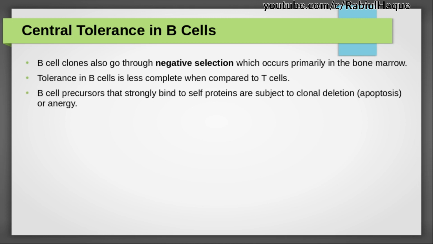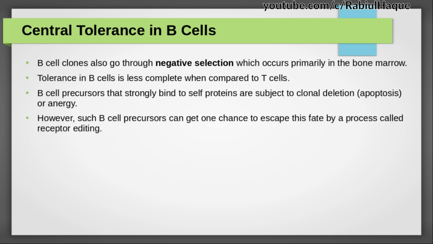B cell precursors that strongly bind to self-antigens are subjected to clonal deletion by apoptosis, or they are subjected to anergy. However, such B cell precursors can get a second chance to escape this fate by a process called receptor editing. This is very important. Always remember that receptor editing only occurs in case of B cells. Receptor editing does not occur in T cells.